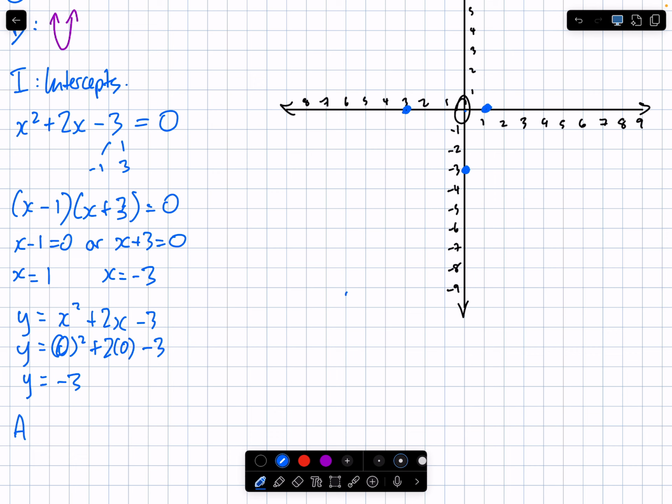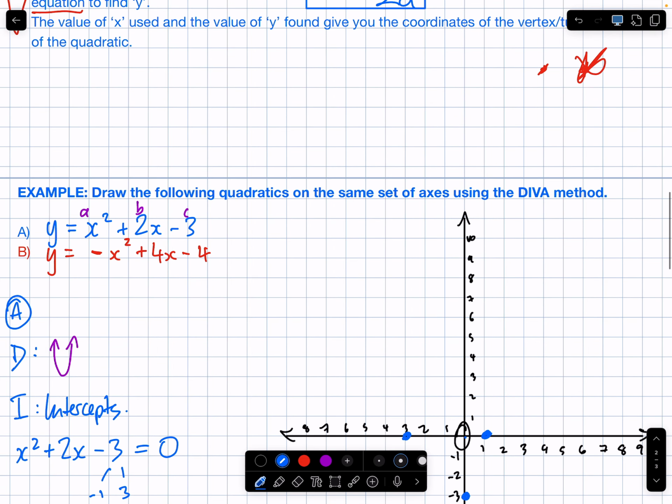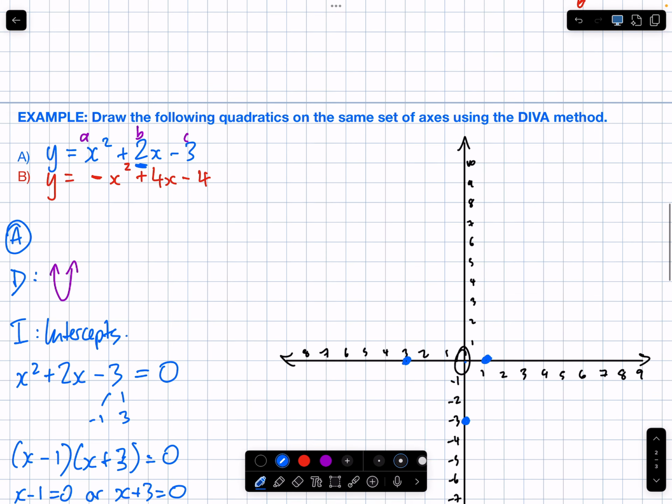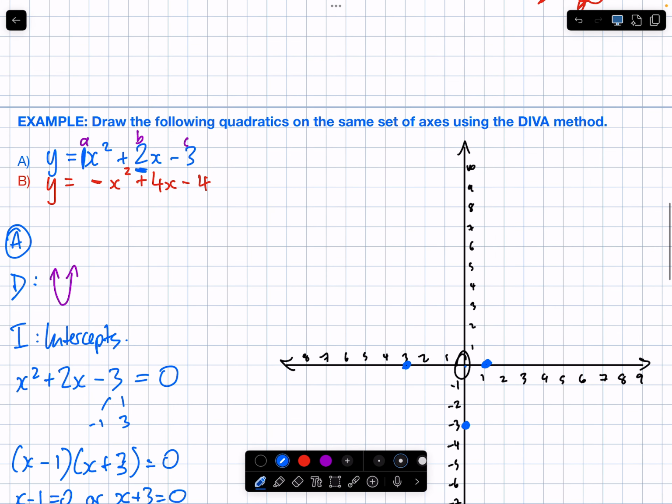Axis of symmetry. The axis of symmetry is that x is equal to negative b on 2a. What was b? B was 2. So it's going to be negative 2 on 2 lots of, what was a? 1.